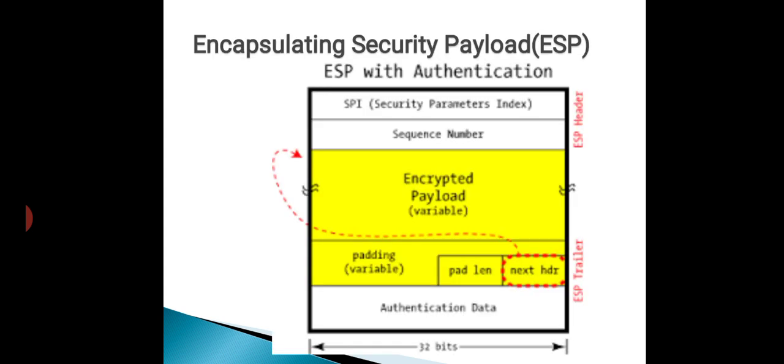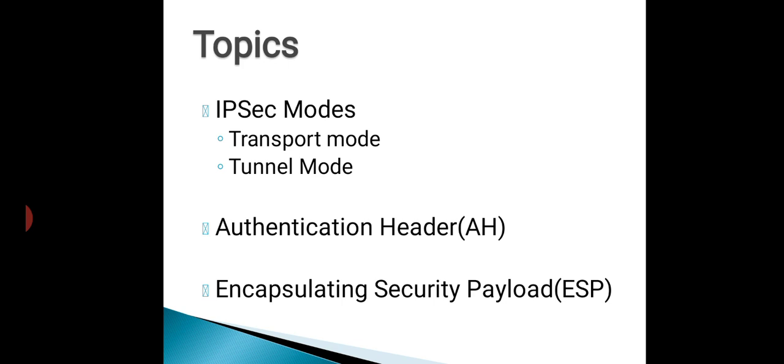Okay. And today we have covered the main topics, that is IP security modes. Two modes, first is transport mode, another is tunnel mode. And next two topics we have covered, that is authentication header and encapsulating security payload.